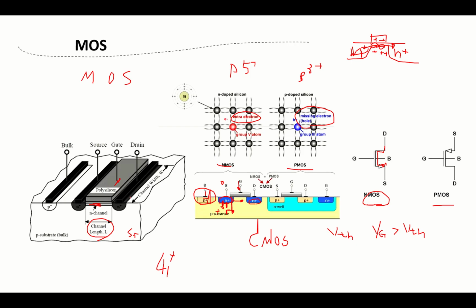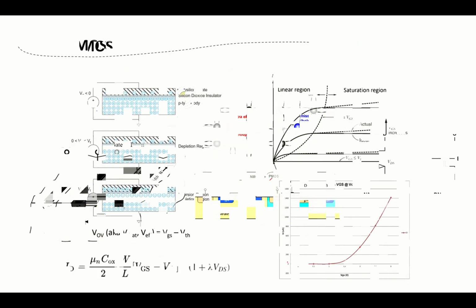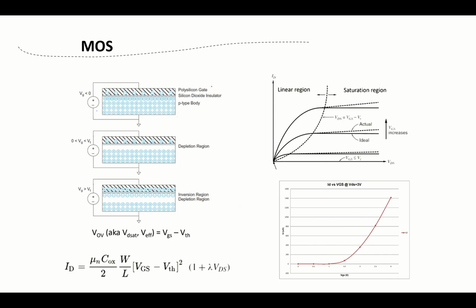Okay, so that's the basics of the MOS. Then we'll look into the details. By the way, here's the length of the MOS, and here's the width of the MOS. Okay, let's look into the details. As I mentioned, if we have a low VG, nothing happens. If we start increasing VG, but it's still smaller than VTH, we'll have a depletion region. If we keep increasing VG, we'll have an inversion region over here.